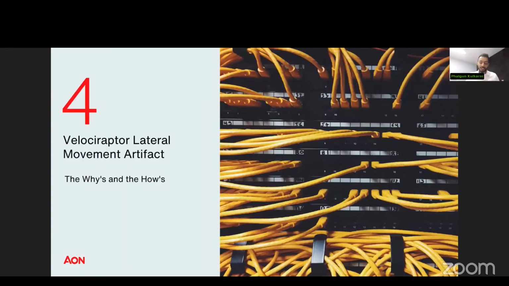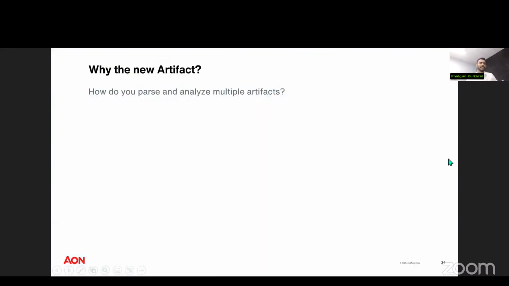All right. Thank you so much, Kostya, for walking us through all the amazing artifacts which we can use to identify lateral movement. Now, let's talk about the Velociraptor lateral movement artifact and why we decided to build it. So, Kostya, let me ask you a few questions before we move ahead. How do you parse multiple artifacts and analyze them?